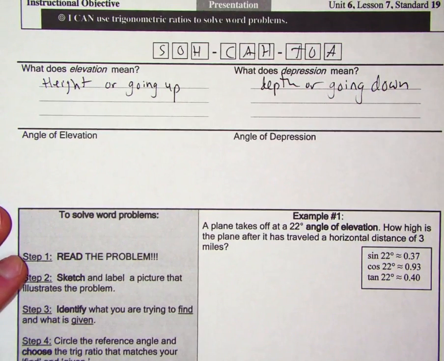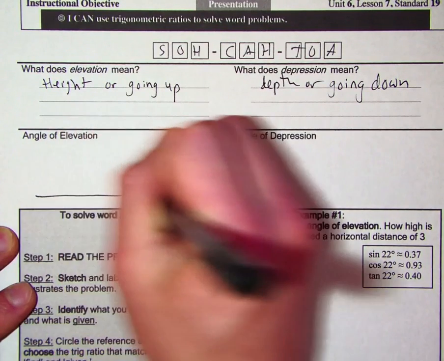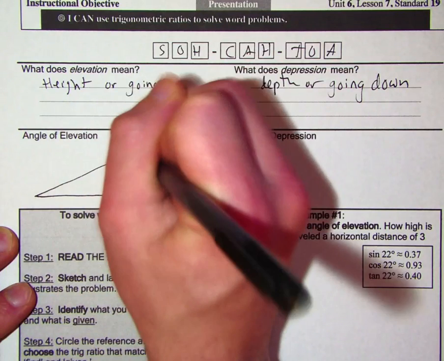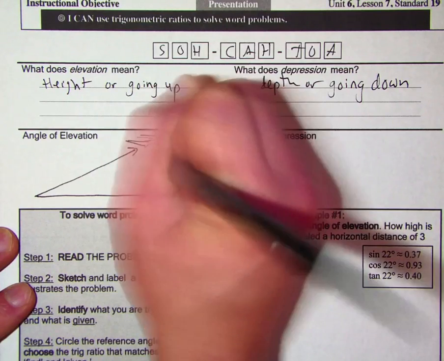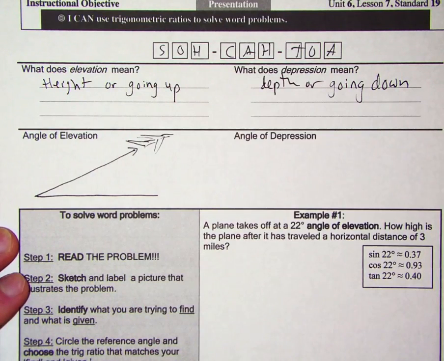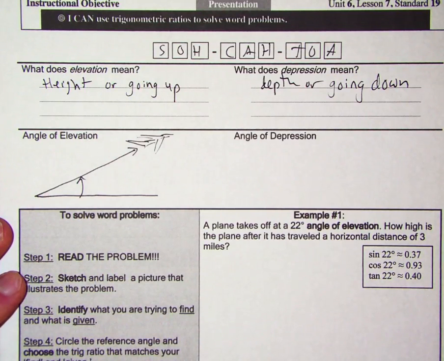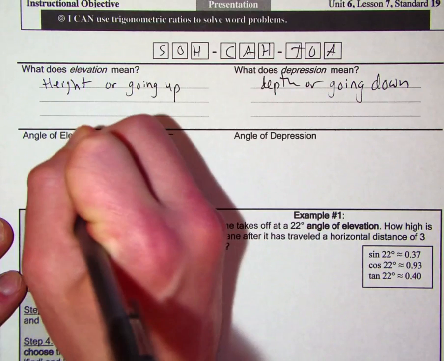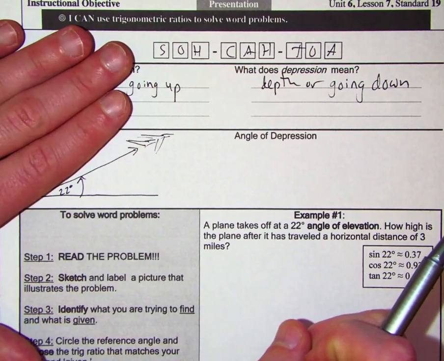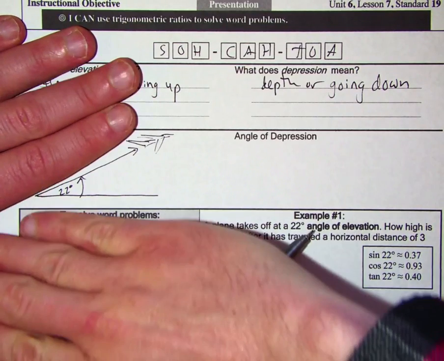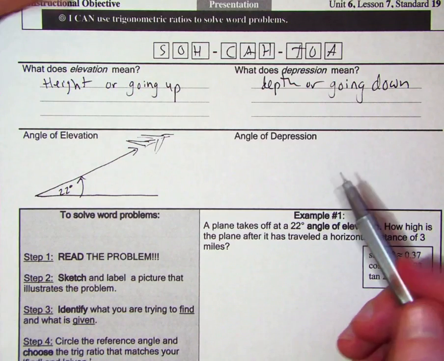So if we come to angle of elevation, and take a look at what we're talking about. Imagine some ground, and imagine a plane taking off. Okay, here's my outstanding plane. And the plane is taking off at an angle of elevation because it's going up, it's elevating. Let's say it's like 22 degrees. So the ground and the plane make a 22-degree angle together. That's the elevating from the ground, okay?